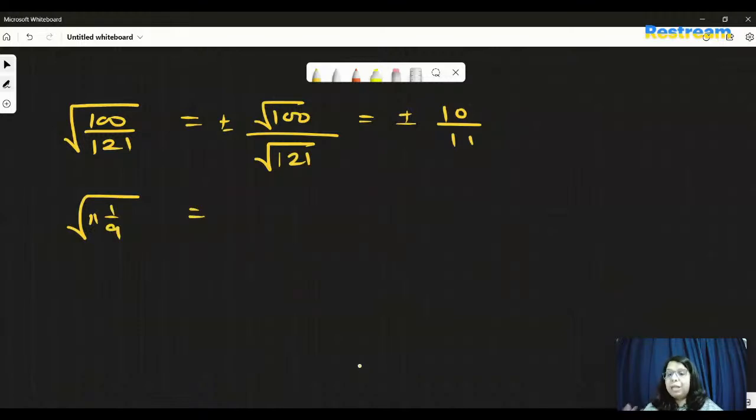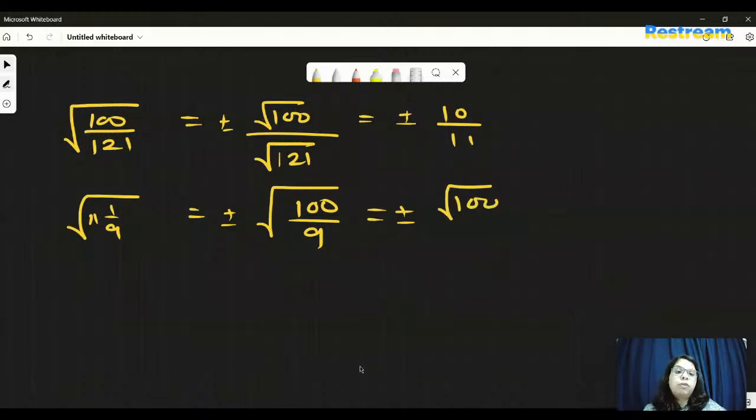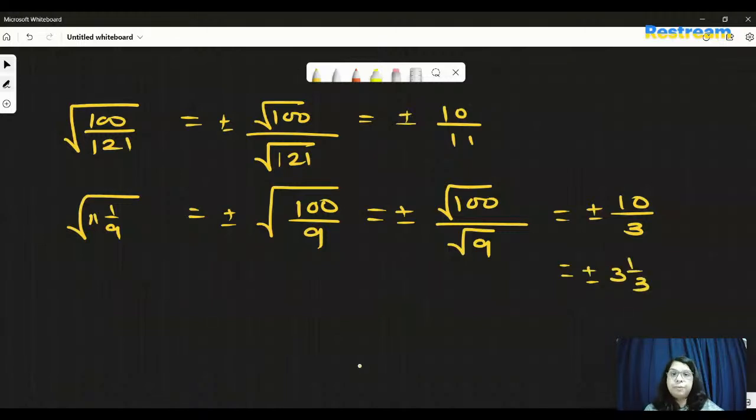Now when looking at it, it doesn't look like a perfect square. But when I make it simpler, it becomes 100 over 9. So that is equal to plus or minus square root of 100 over square root of 9, which is equal to plus or minus 10 by 3, which is equal to plus or minus 3 1 by 3. Okay, does it make sense? Yeah, it does make sense.